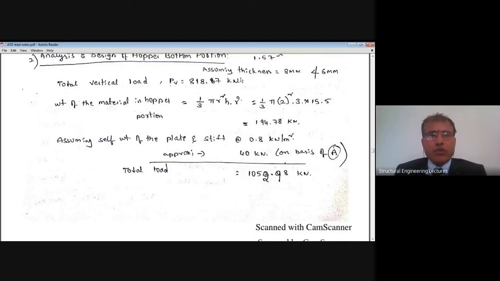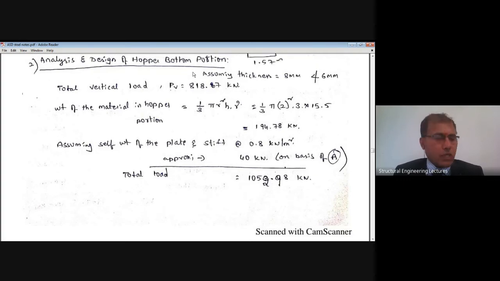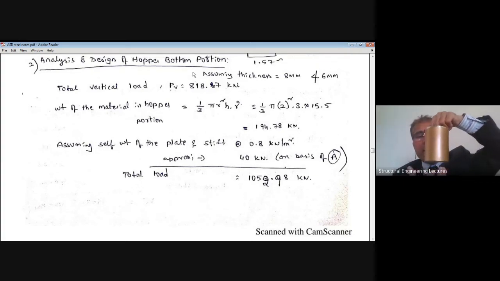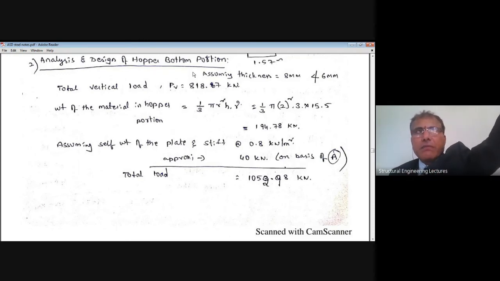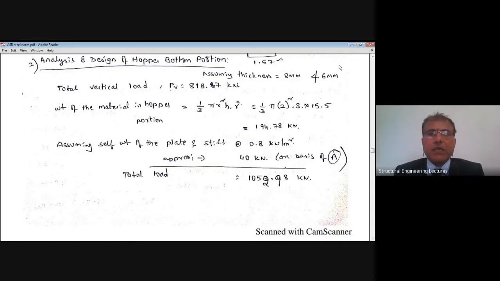Then I'll assume the thickness of this hopper bottom portion also as 8 mm. However, this in any case should not be less than 6 mm, if at all that structure is exposed to open environment. Obviously, the bunkers and silos are generally exposed to open environment. Hence, from the corrosion point of view, the thickness should not be less than 6 mm. But now I'm proposing 8 mm.